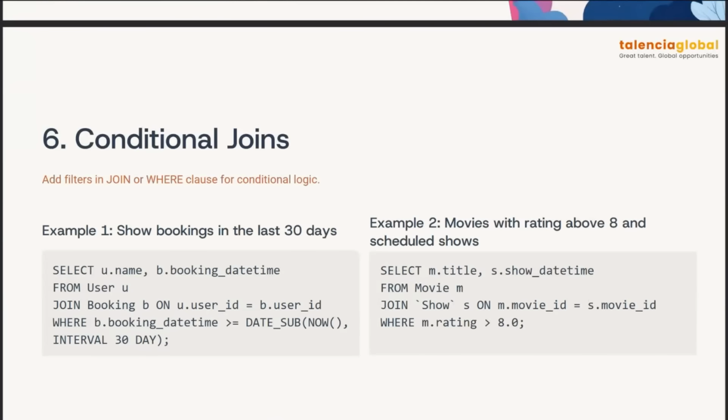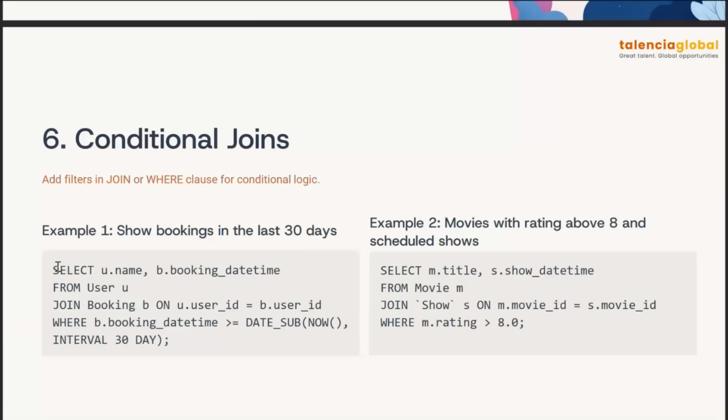Let's see the next one. Next, we have to worry about the conditional joins. You can add filtering conditions directly into your joins as well. This is done in the where clause, after the joins are specified. This is more readable and this will allow the database optimizer more flexibility.